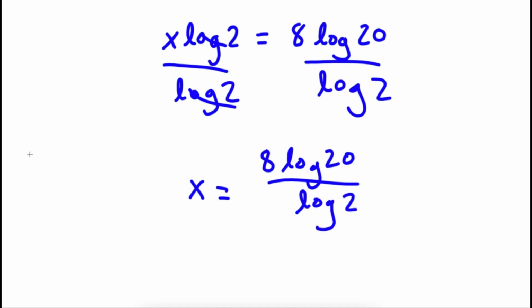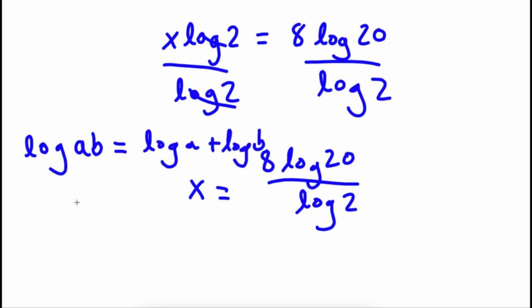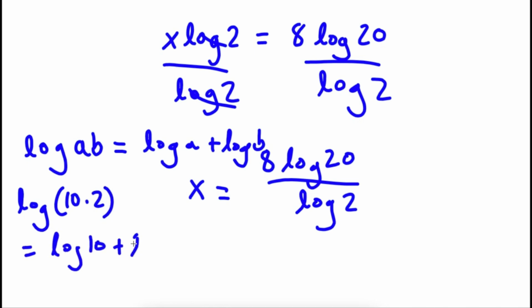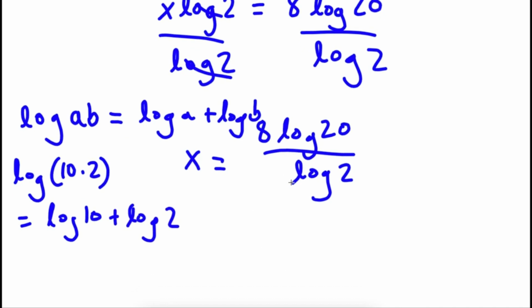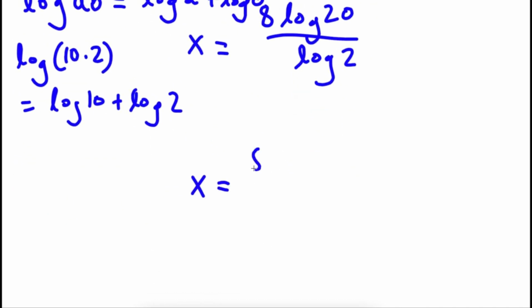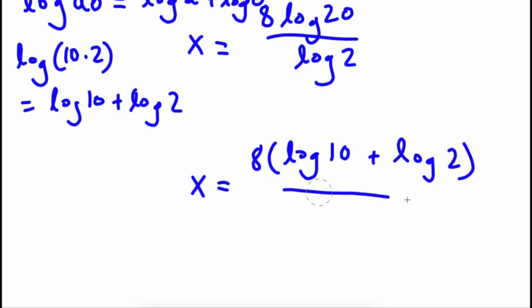Now, if I have something in the form log AB, this is equal to log A plus log B. So in this case, 20 we could rewrite as log of 10 times 2. So this would be equal to log 10 plus log 2. So now I have x is equal to 8 times log 10 plus log 2, and I have this over log 2.